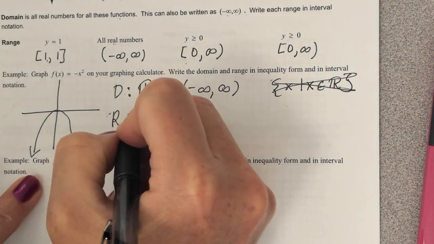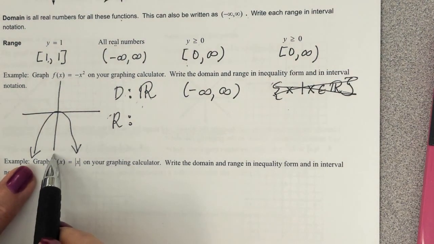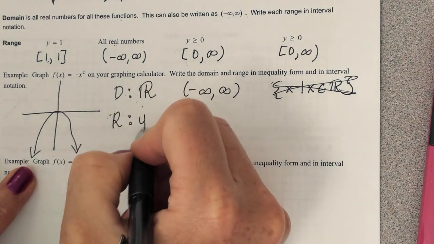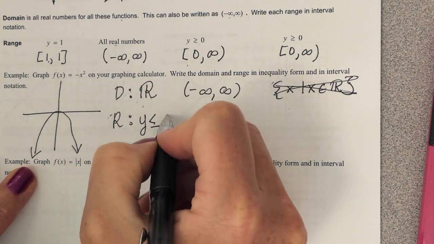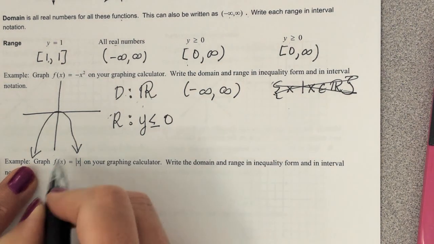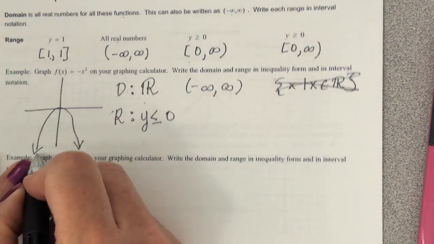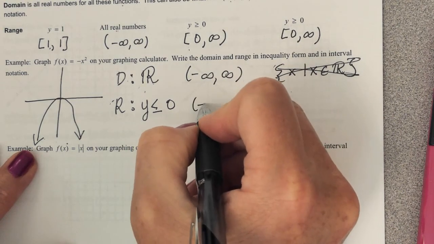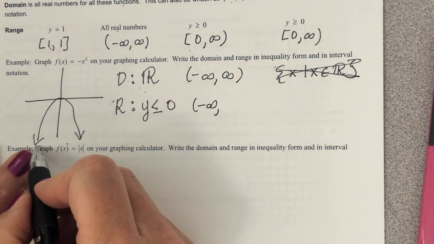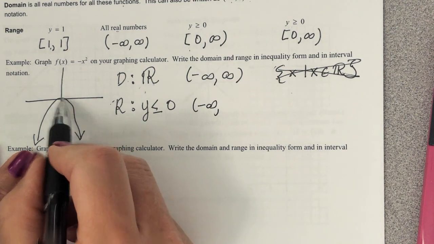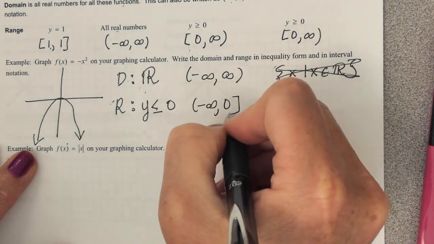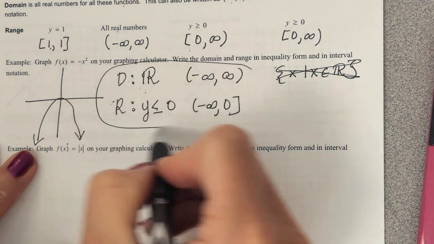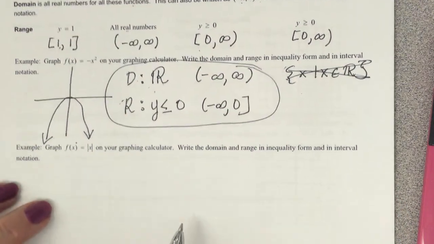For the range, we can see that all of our y values have to be less than or equal to 0. Interval notation, I have to start with my lowest number first. The lowest number is negative infinity for the y values. And then we go up, up, up, up, up, all the way up to 0 and stop. Okay, so there's our domain and range.